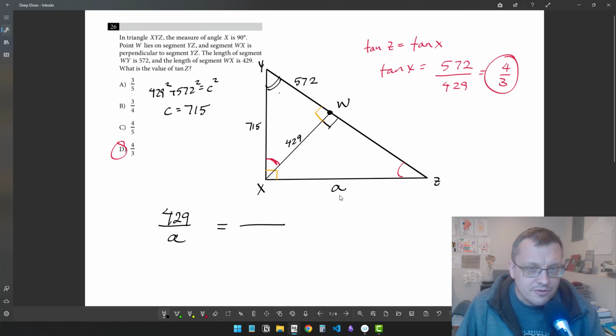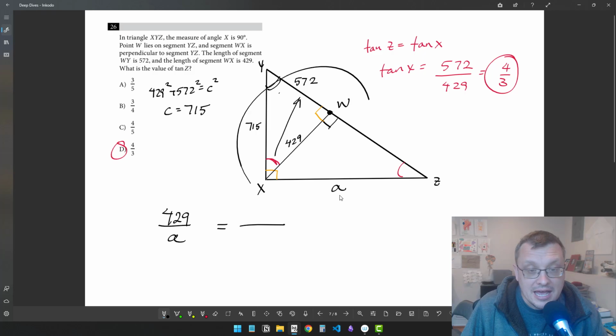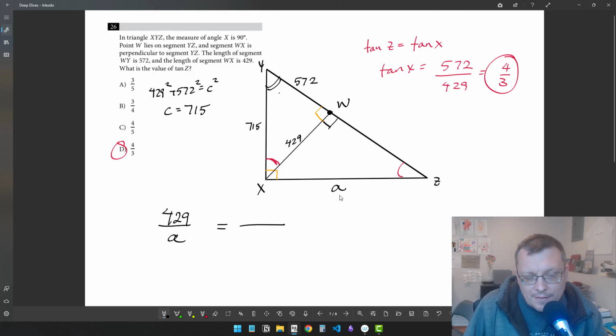Now I need another pair of corresponding sides. What can I use? Well, I have in my small triangle the side across from the red, and I have in my big triangle the side across from the red. So let's use those. Now, on the top of my fraction, before I did the small triangle first, so let's do the small triangle again. The side across from the red is 572. And the side across from the z, therefore, or from the other red angle in the big triangle, would be 715. And now we have a proportion we can solve for A.